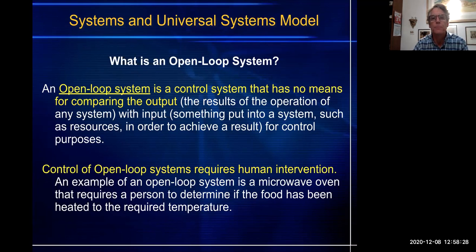This is a great way of determining, is this an open loop system? Does a human have to do something to regulate the system? If they do, that is probably an open loop system. So an open loop system is a control system that has no means of comparing the output, the result of the operation of any system, with input, something put into a system, such as resources, in order to achieve a result for control purposes.